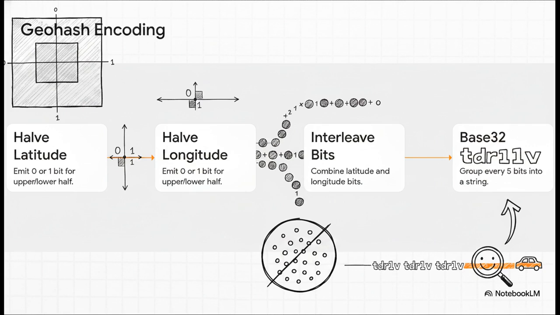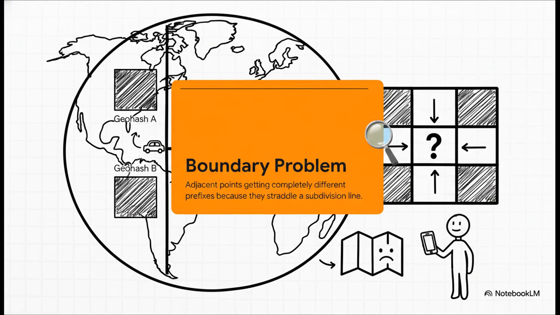Finally, we take those groups of 5 bits and encode them into a base 32 string. Boom! By following these exact mechanics, a really heavy 2D circular query magically transforms into a highly optimized 1D string prefix search. If 2 geohashes share a long prefix, like TDR1V, they are sitting in the exact same bounding box. Finding nearby drivers literally just becomes a simple database string matching exercise. How cool is that? But hold on, because there is a catch.